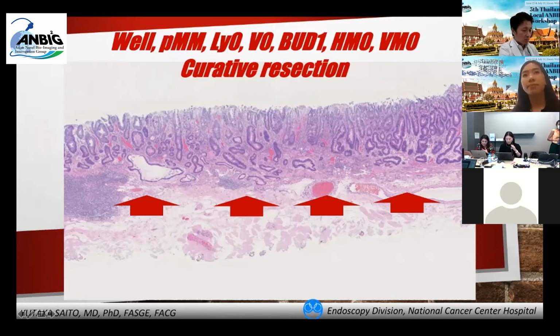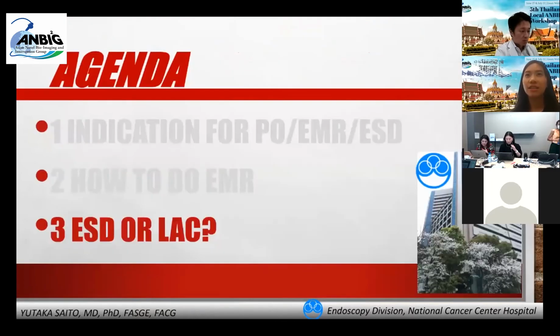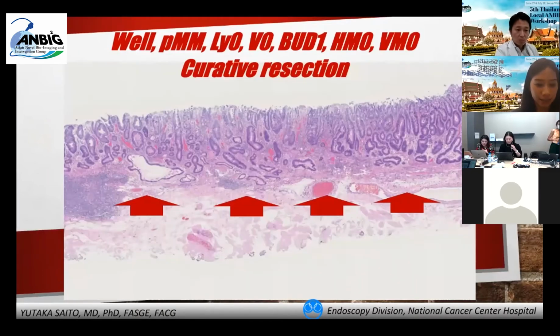The histologic diagnosis was well differentiated adenocarcinoma, with muscularis mucosae invasion in the depressed component, but no submucosal invasion and no lymphovascular invasion, and budding grade 1. So curative resection was achieved in this patient. So this lesion was nicely treated by effective ESD.